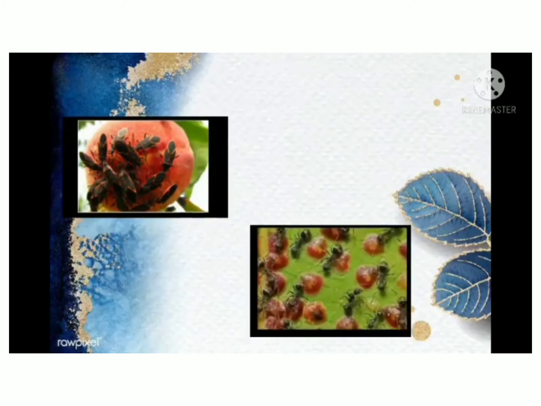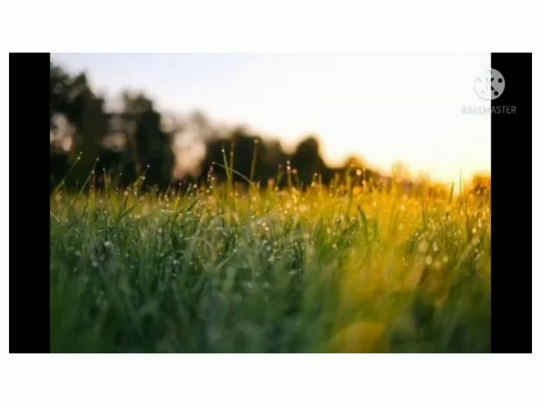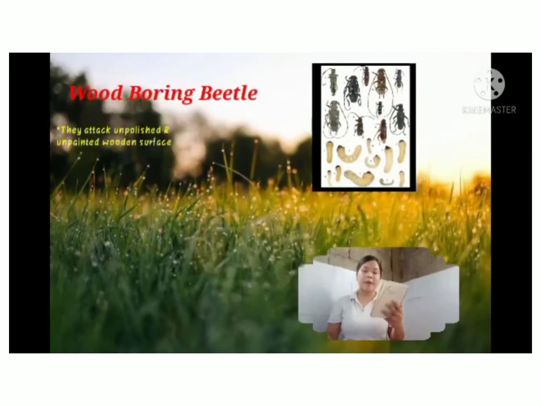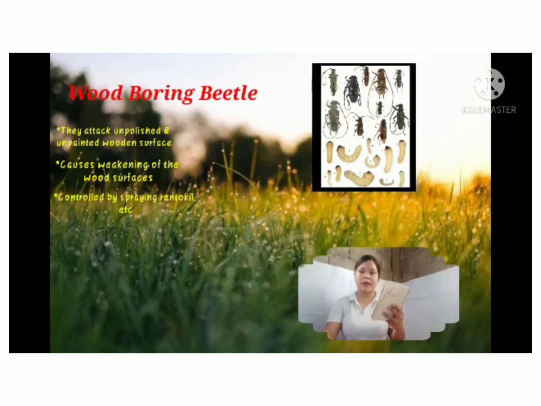Effects due to infestation. Wood-boring beetles attack unpolished and unpainted wooden surfaces, causing weakening of the wood surface. Controlled by spraying insecticides and so on. Heat and fumigation; badly infested pieces are burned.